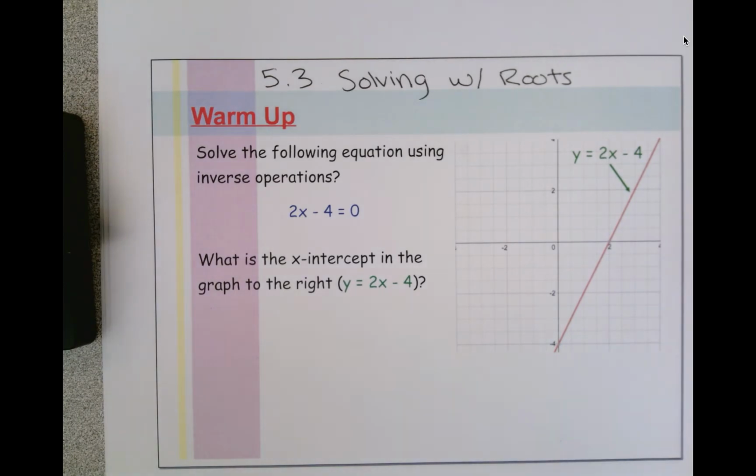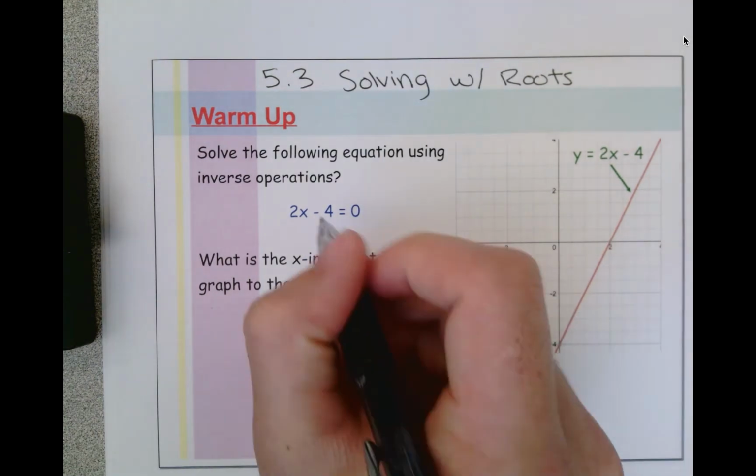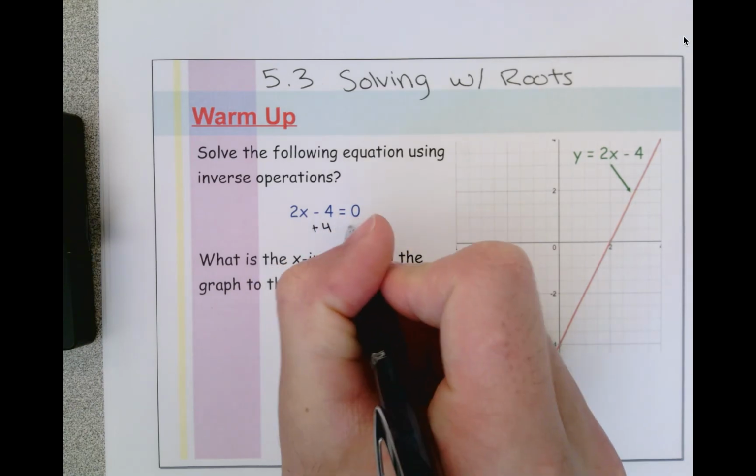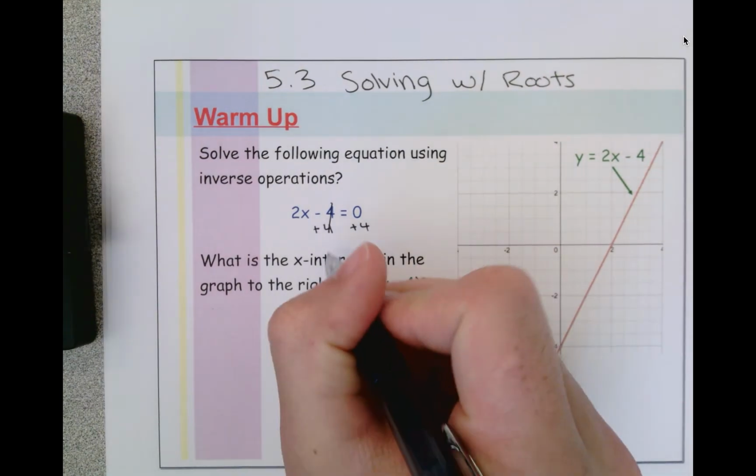The first concept, going through and solving a linear equation. So if we had something like 2x minus 4 equals 0, we're going to go ahead and use inverse operations to isolate that x variable. We'll work outside in. The inverse operation of subtraction here would be addition, because those two will cancel each other out or undo one another. What I do to one side, I have to do to the other side.